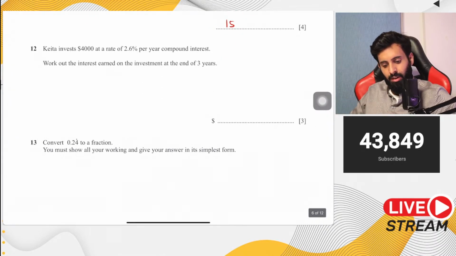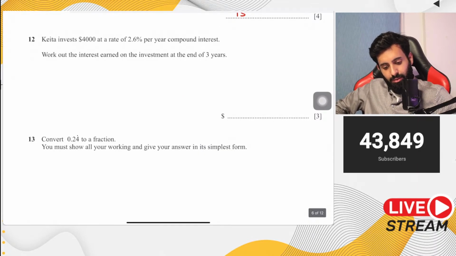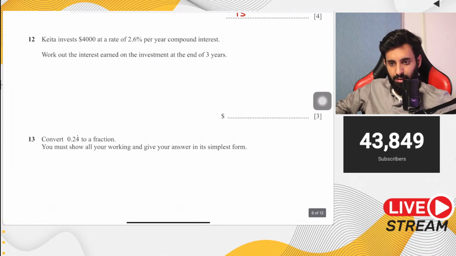Okay, here's question number 12. Let's see what it says. Kita invests $4,000 at a rate of 2.6% per year compound interest. Work out the interest earned on the investment at the end of 3 years. As always, I'd like you guys to solve this question first.